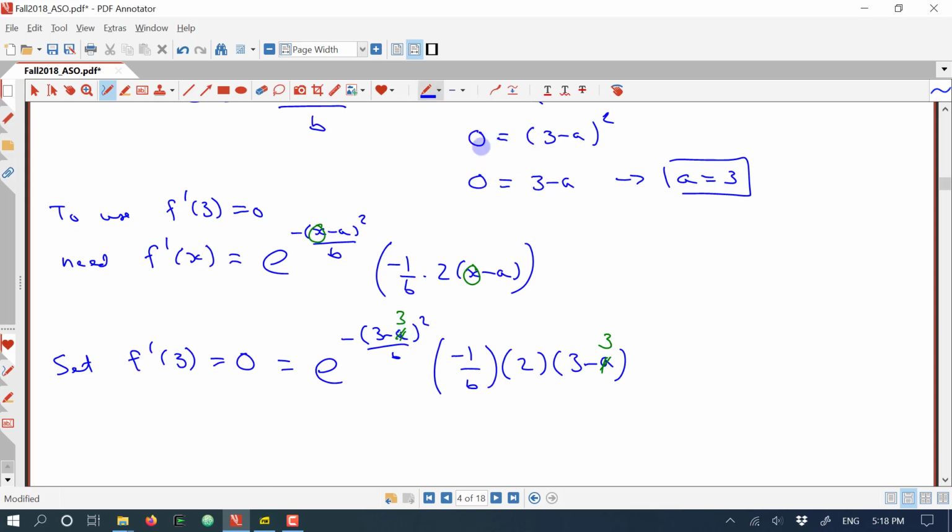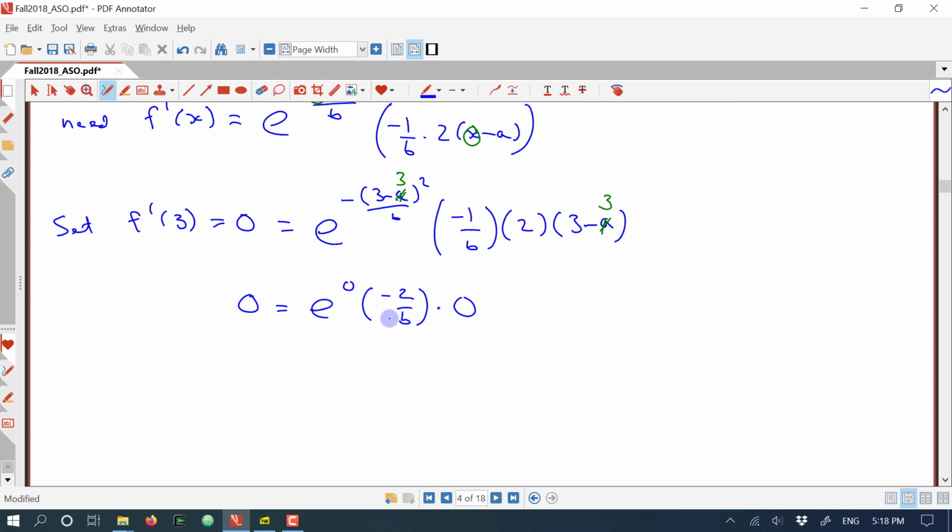So simplifying that, e to the 0 has to equal e to the 0 times minus 2 over b times 0. We actually know that 3 minus 3 is 0. And once again, b can be anything, as long as it's not 0 itself. It can be any positive quantity. So if b is 5, this equation is satisfied.